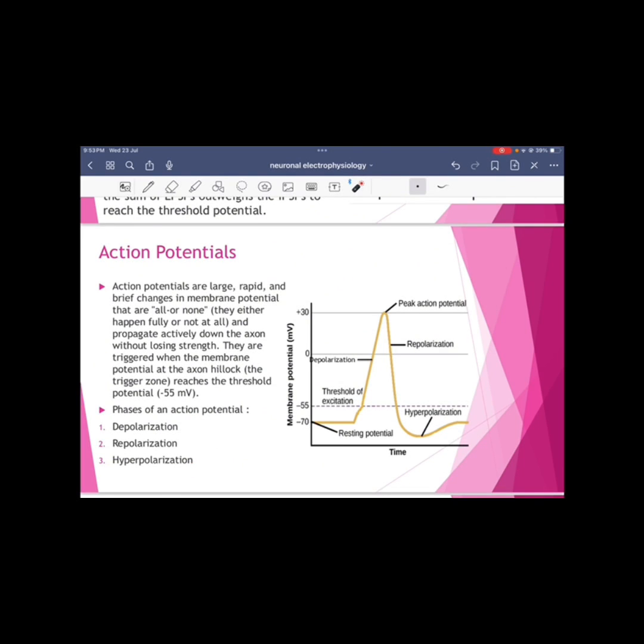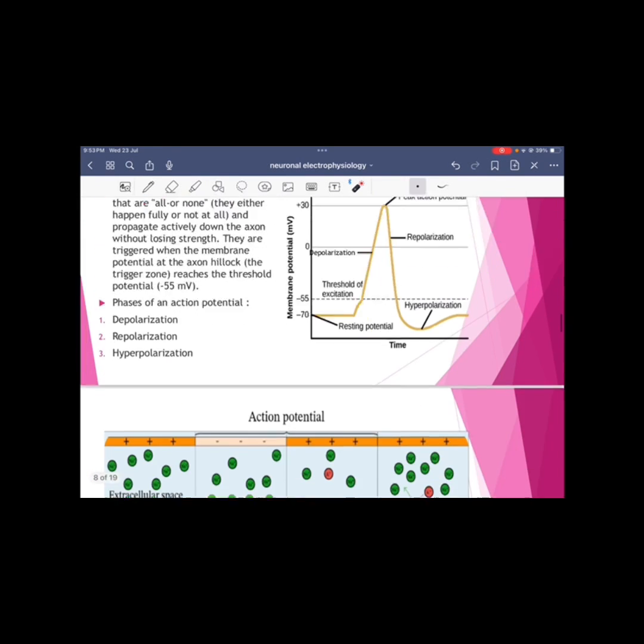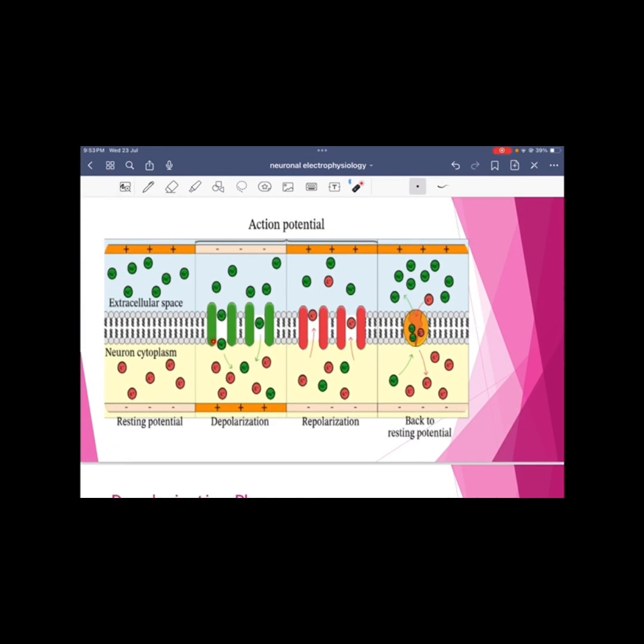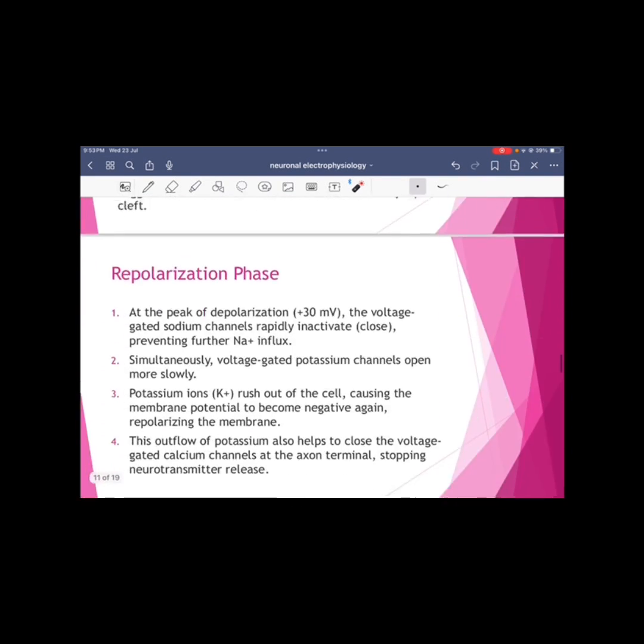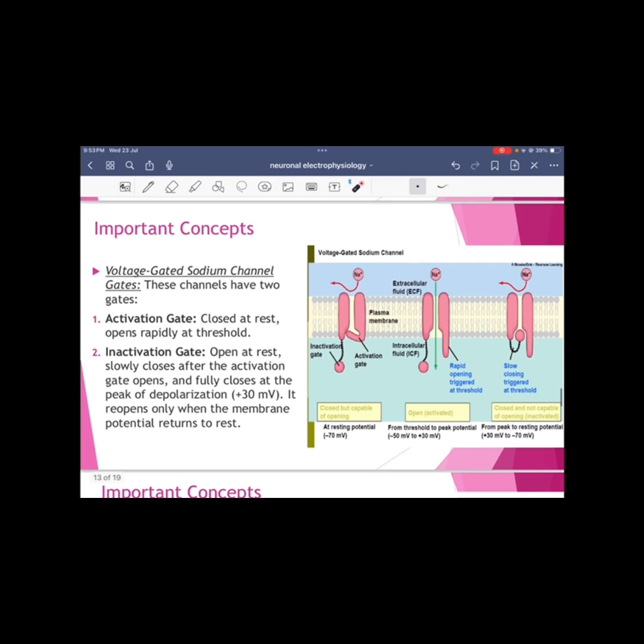Okay, so we talked about action potentials and the three phases of action potential. And now, before we end our lecture, there are two more concepts that you need to understand. Inside the depolarization phase, we said that voltage-gated sodium channels need to open in order for sodium to come inside the cell and make the cell more positive. So you should know that those voltage-gated sodium channels have two gates. They have what is called an activation gate, and they have the inactivation gate.